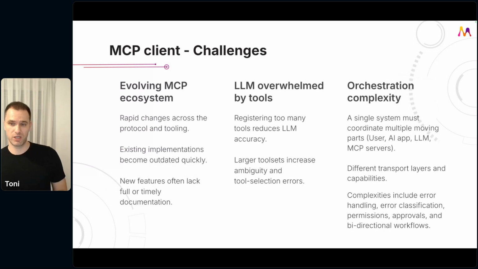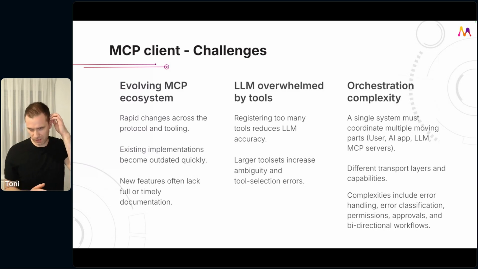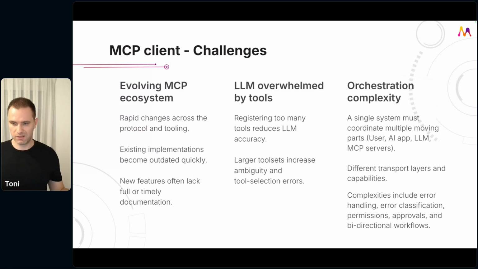And then you have the orchestration complexity. The client needs to talk to the user, to the AI app through the user, to the LLM, and different LLMs have different APIs. And then MCP servers have different features and different implementations. Some might have tools, some might have prompts, another might have elicitations, another doesn't have any of this. That's pretty hard. You have a lot of moving parts, and along with that, the different transport layers.